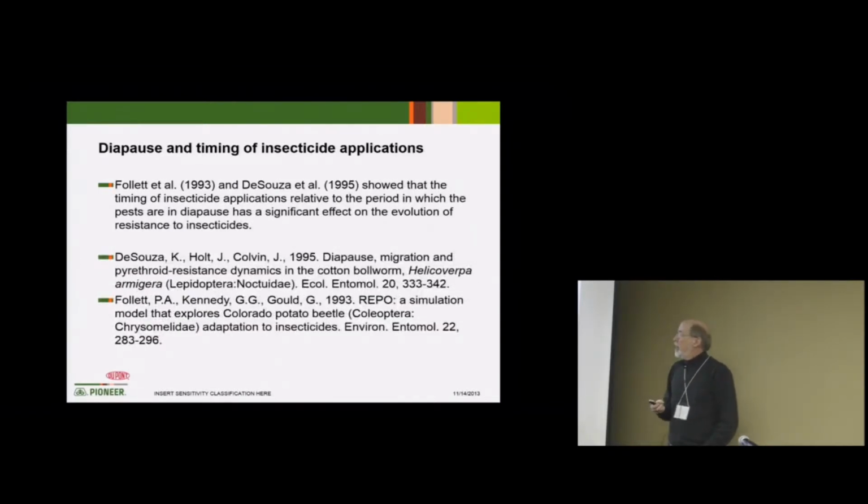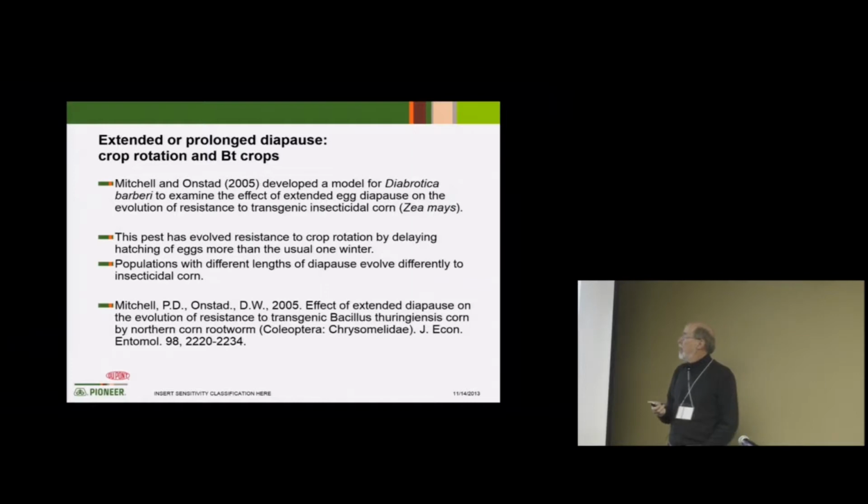Some other people looked at the timing of diapause and timing of insecticide applications, and how that was important in a couple of different insects. One was Helicoverpa armigera, and another one was the Colorado potato beetle. Again, an example of how phenology is very important. Mitchell and Onstead looked at one of those species of rootworm that has evolved resistance to crop rotation. In this case, it's the extended or prolonged diapause, and how that has influenced the evolution of resistance.